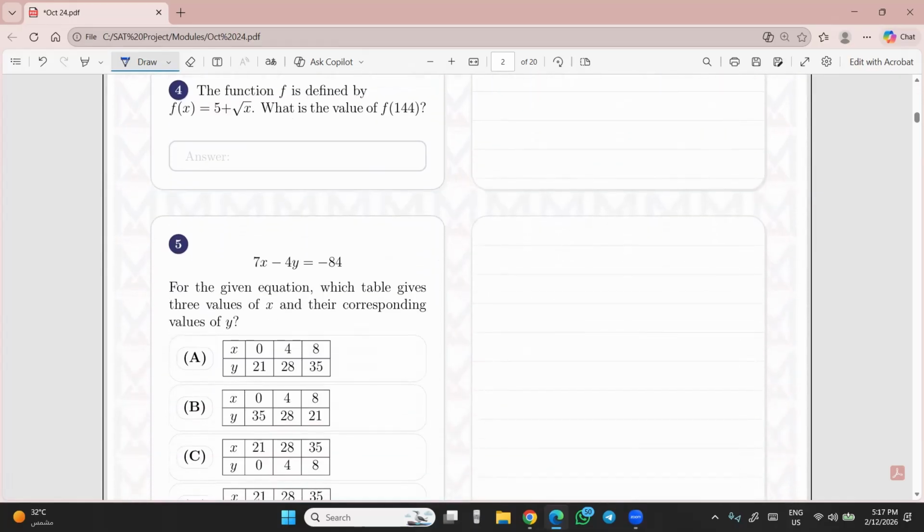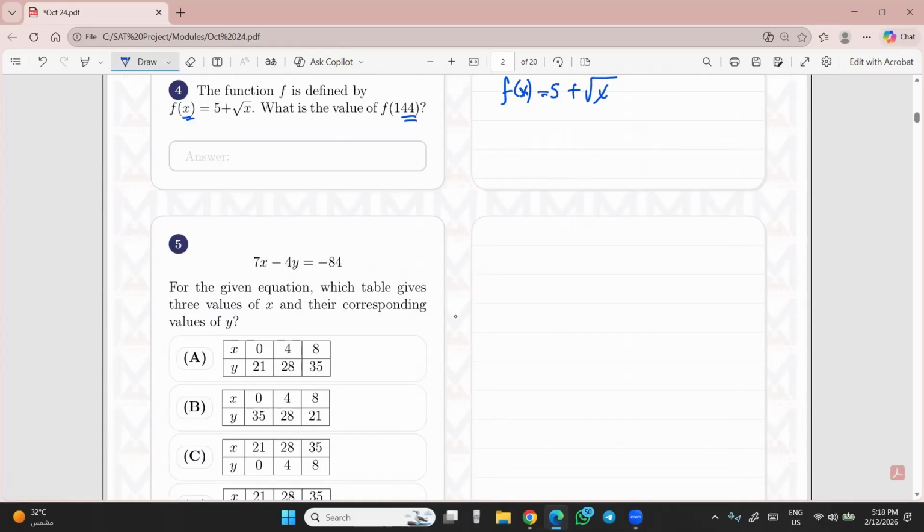Question number 4. The function f is defined by this. This is a square root function. F of x is equal to 5 plus the square root of x. What is the value of f of 144? If you have a look here, f of x is replaced by f of 144, which means that x here can be taken away, and we can put 144 instead of any x we have.